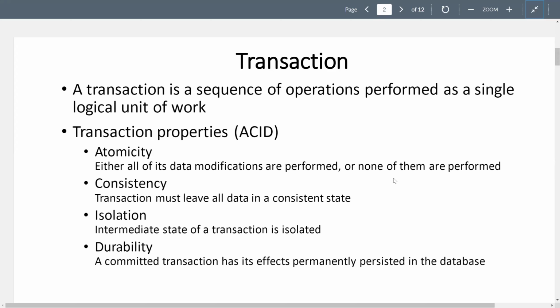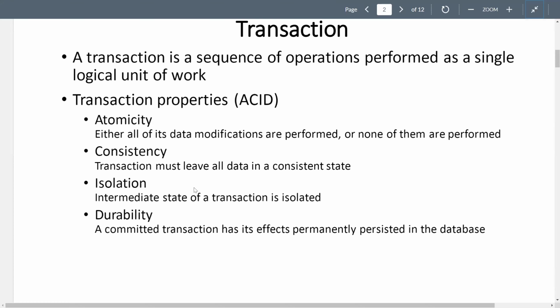Transactions have four very important properties. ACID. Atomicity. This simply means all your data modifications, all the changes will be committed, will be saved, or none of them will be saved. Okay, so all or nothing. Consistency, meaning transactions must bring the database or the data from one consistent state to the next. Remember, all or nothing, right?